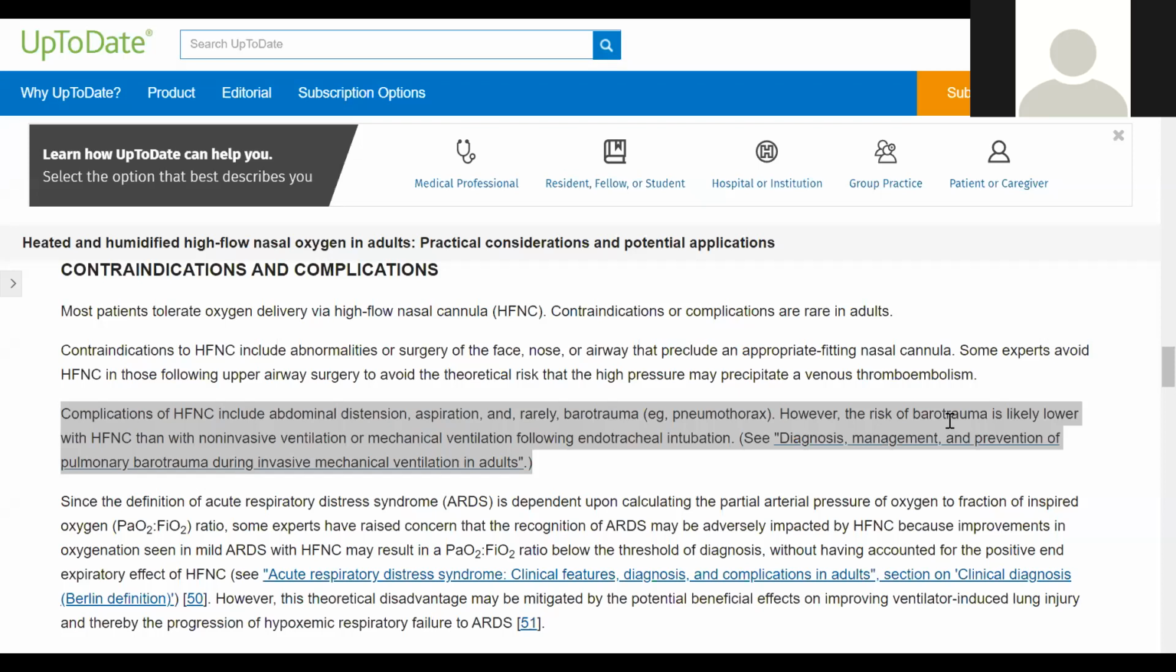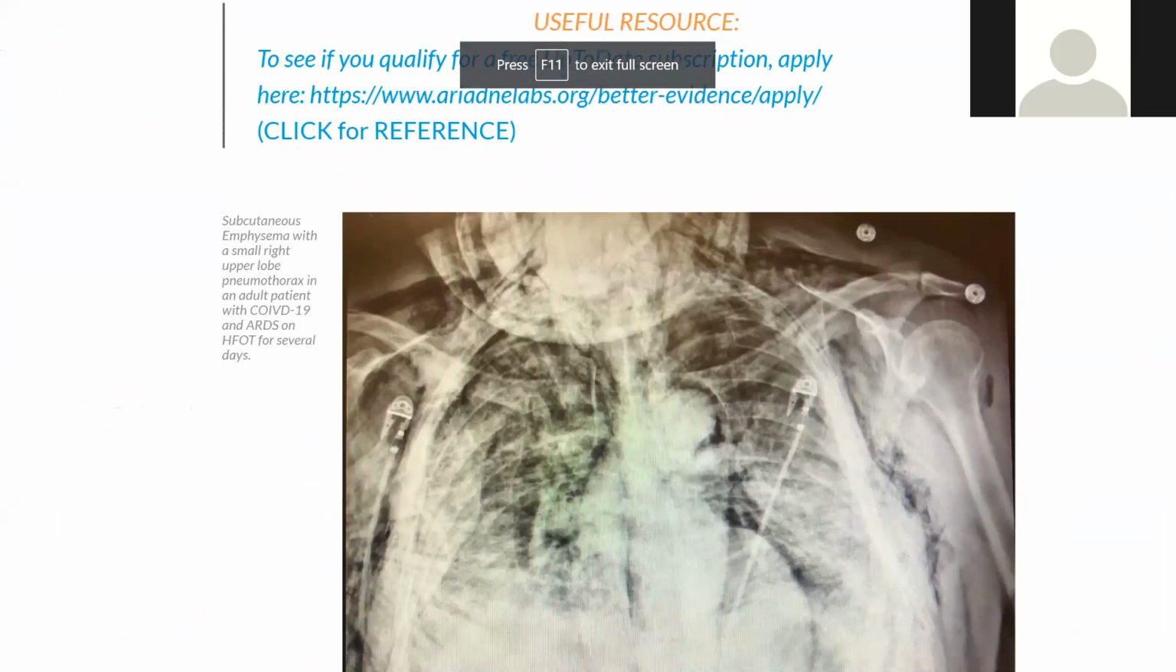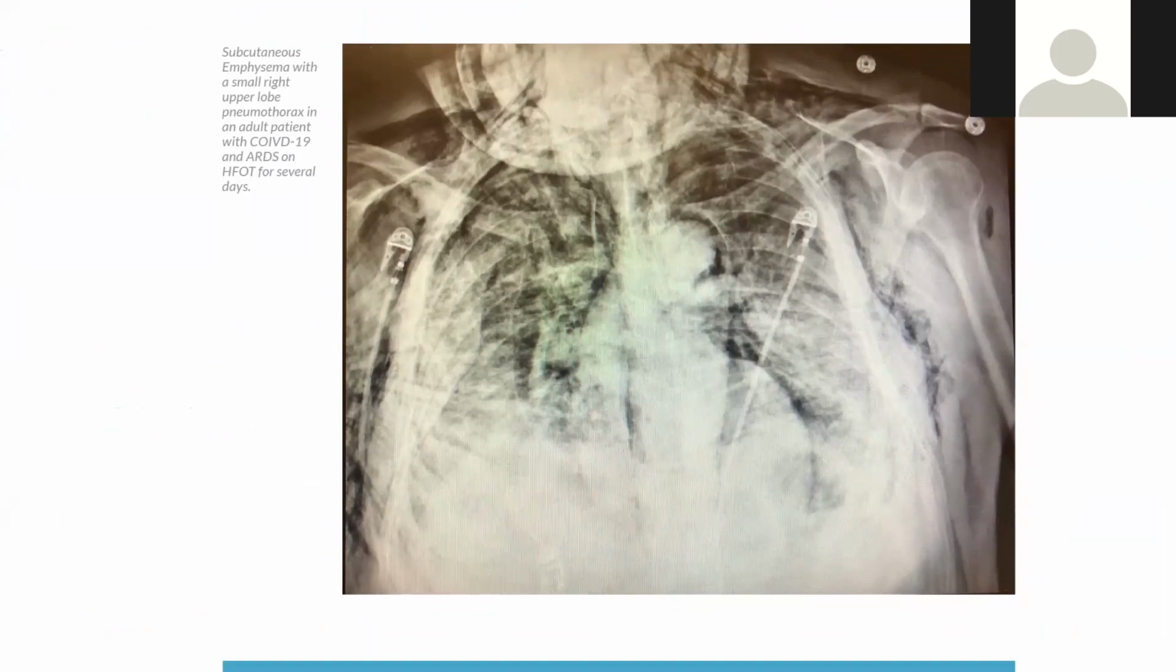Those are complications. But on top of this paragraph, you can see contraindications. So if there are any abnormalities or surgery on the face or nose, burns also can be an issue. So that may cause difficulty in fitting the nasal cannula. And you may also need to avoid using high flow nasal cannula for people who had upper airway surgery to avoid some risk with high pressure, which may lead to venous thromboembolism. So think about some contraindications, especially for abnormalities on the face, on the nose, and also think about some complications of high flow, as we discussed.